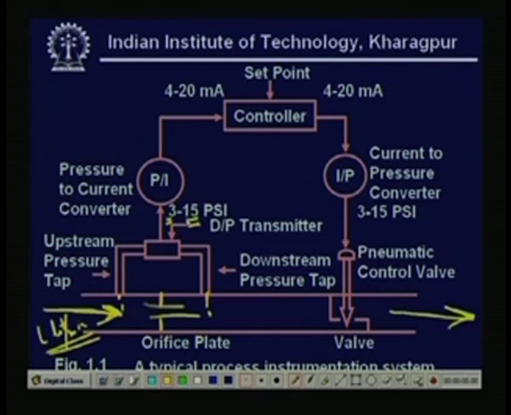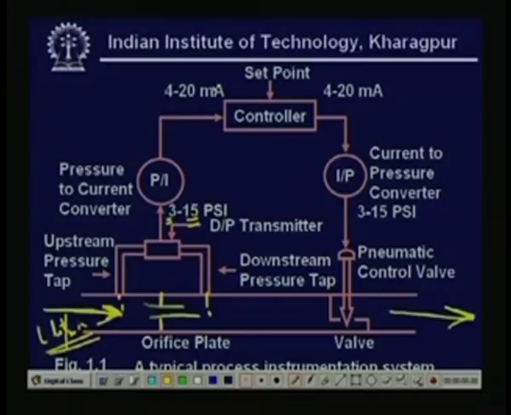So, this will go to a pressure to current converter. What will it do? It will convert that pneumatic signal to the current domain. As I told you earlier, you have to transmit the pneumatic signal, electrical signal or hydraulic signal to the electrical domain: 4 to 20 milliampere of current. What is this 4 to 20 milliampere? For 3 psi, I have 4 milliampere of current, and for 15 psi, I have 20 milliampere of current. This range you have to maintain.